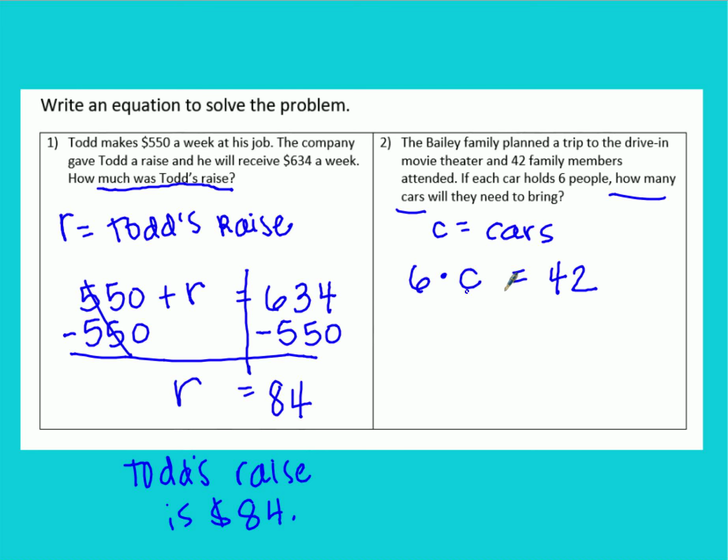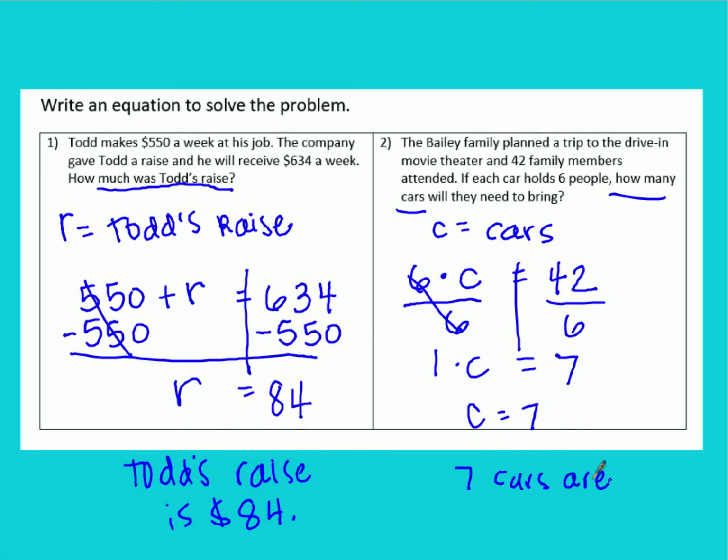So in order to figure out how many cars we need, we need to get C all by itself. So the opposite of multiplication is division. So on both sides of this equation, I'm going to divide by 6. Remember, 6 divided by 6 is just equal to 1, so I have 1 times C. 42 divided by 6 is 7. 1 times C is just C, so C equals 7. That means that 7 cars are needed.